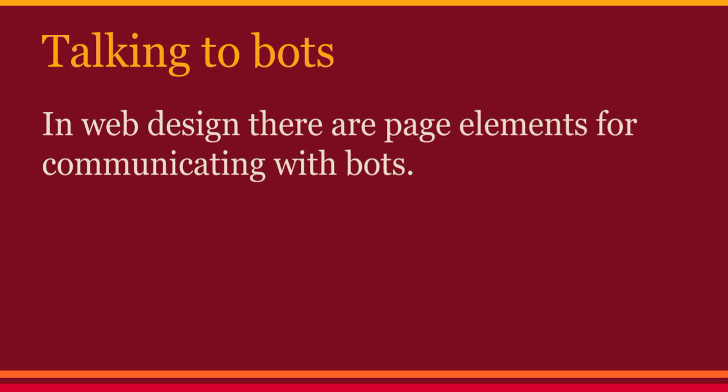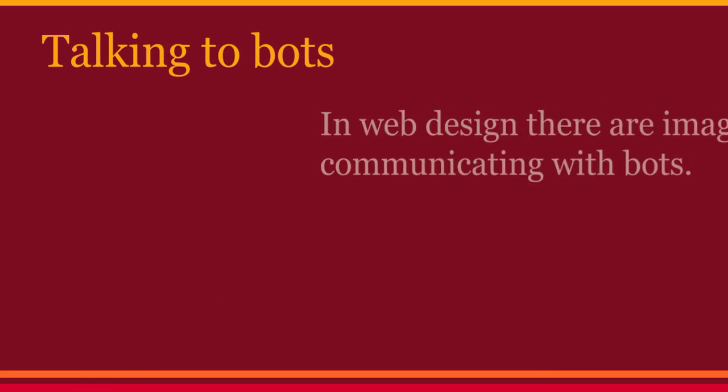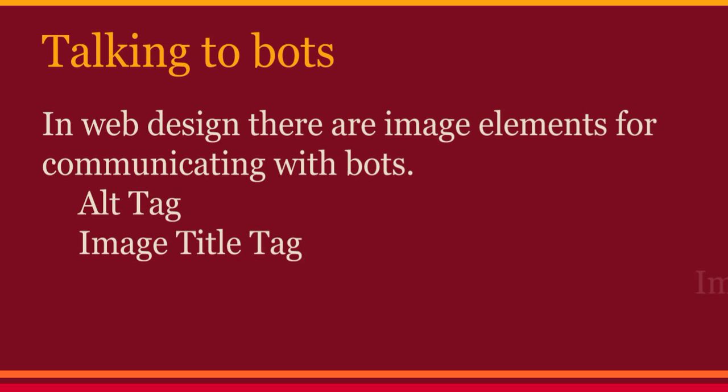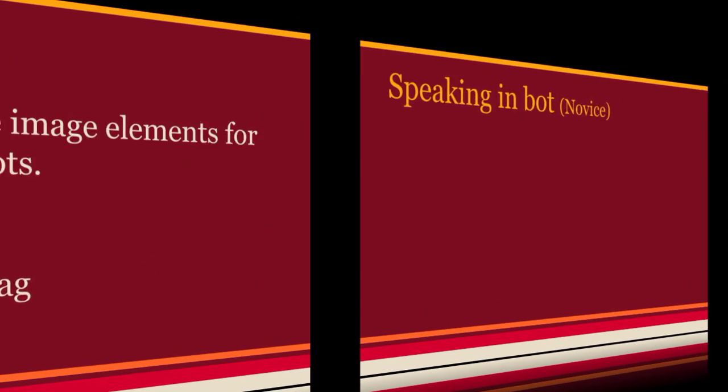The way that we do that is that there are page elements for communicating with the bots. They're called meta titles, meta descriptions, and meta keywords. And in web design, there are also image elements that communicate with bots. Our images and our videos also have alt tags, image title tags, and image description tags, as well as video title and video description tags. These are specifically designed to speak to those computer programs.